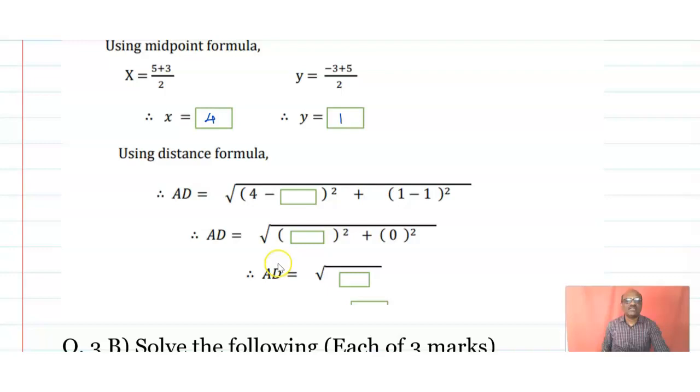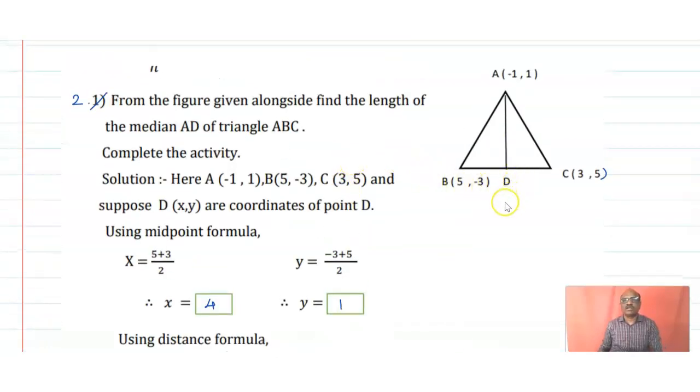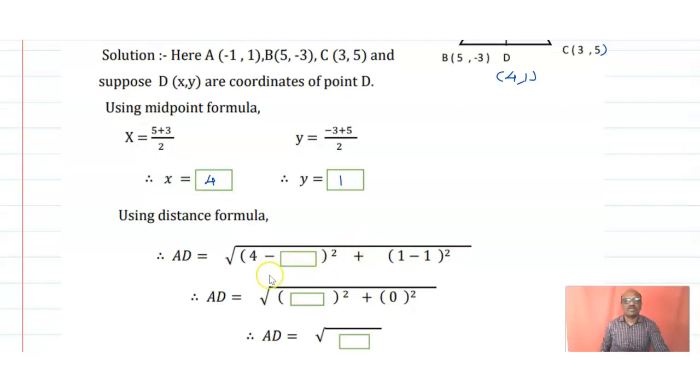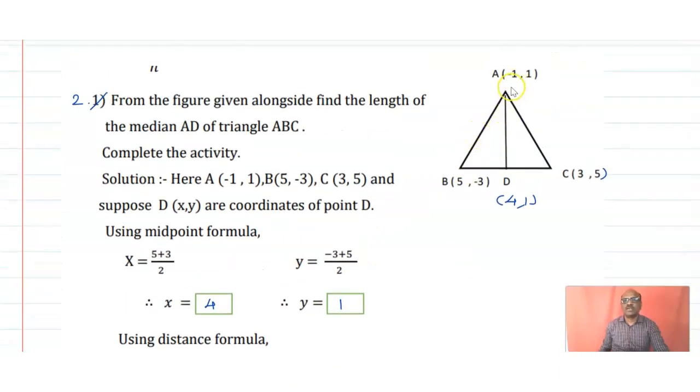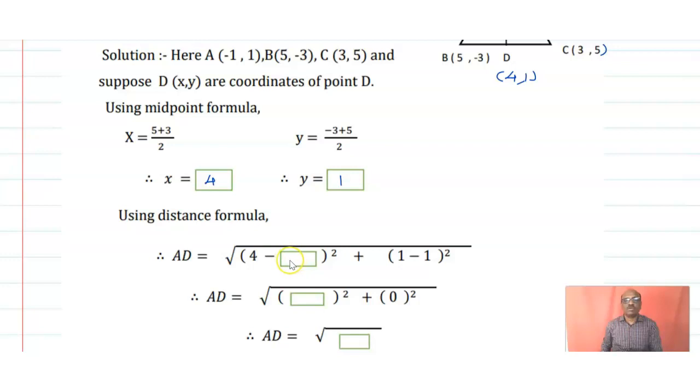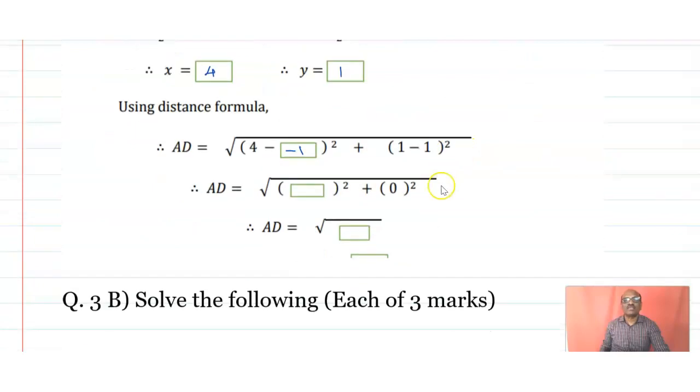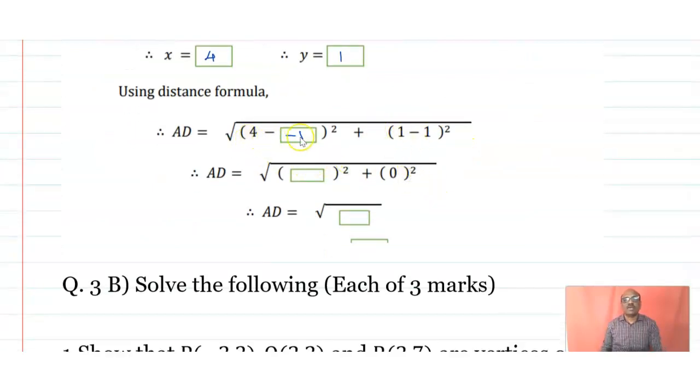Okay. Now by the distance formula, here we have got the coordinates of D, which are 4 and 1. Now here we will apply the distance formula. The coordinates of A are minus 1 and 1, so 4 minus (minus 1), and next 1 minus 1. Now minus minus becomes plus. 4 plus 1, that is 5. 1 minus 1 is 0.